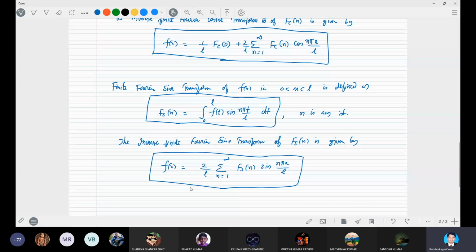Okay, these are the Fourier sine and cosine transforms in finite interval and the infinite interval. Okay, right?